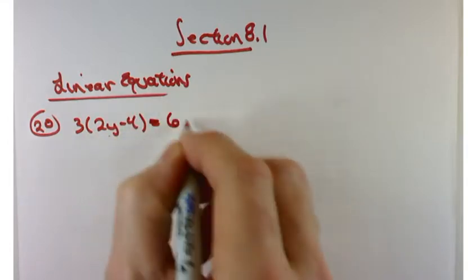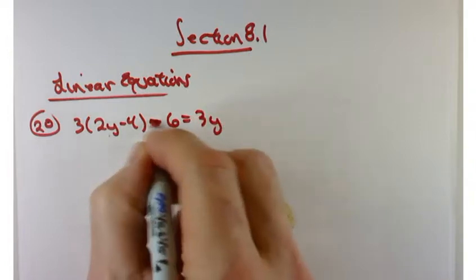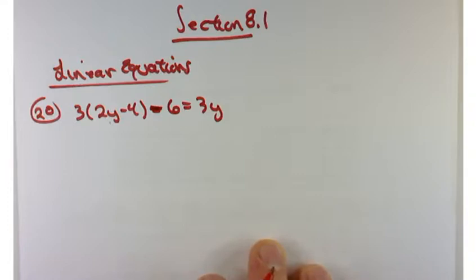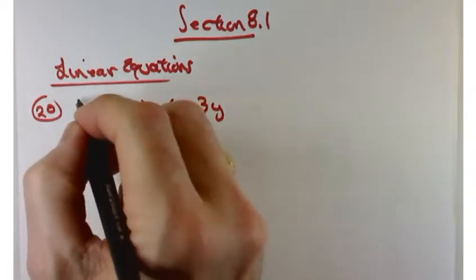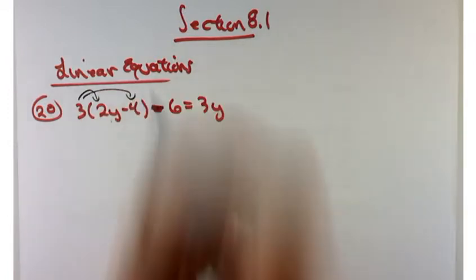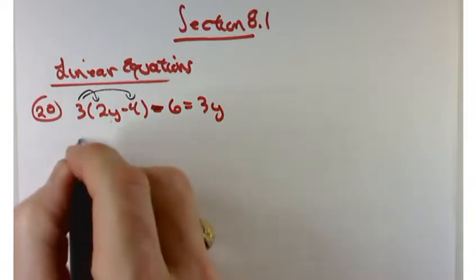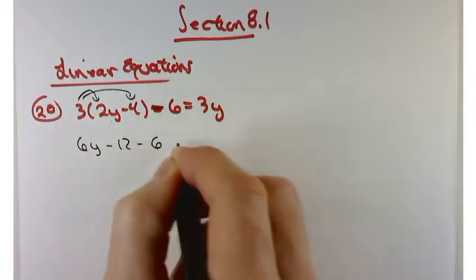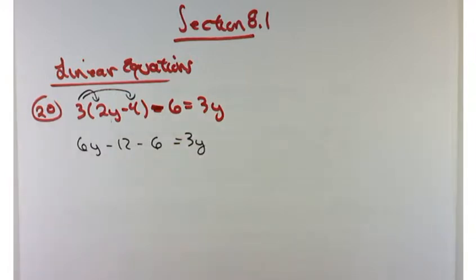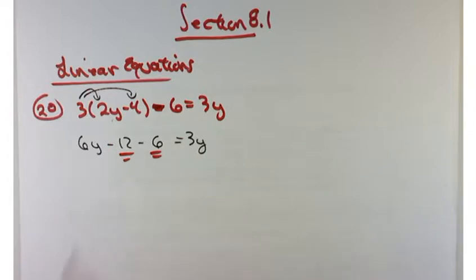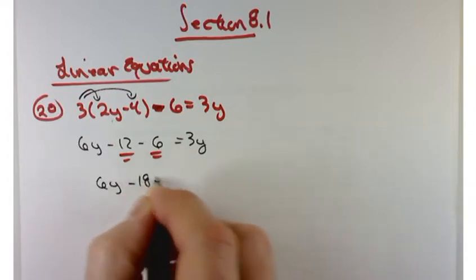Minus 6 equals 3y. When we solve an equation, you're going to try and isolate the variable. You're going to get that variable by itself. And in particular with problem number 20, the work on that's going to start by distributing the 3 here to both terms. So that would leave me with 6y minus 12 minus 6 equals 3y. From there, what I would do is combine like terms. So when you combine the like terms, that's these two right here. I get 6y minus 18 equals 3y.